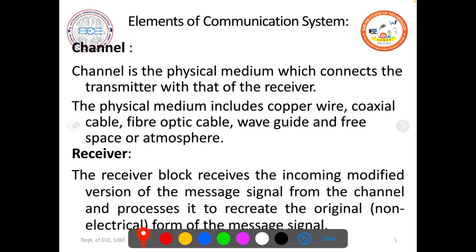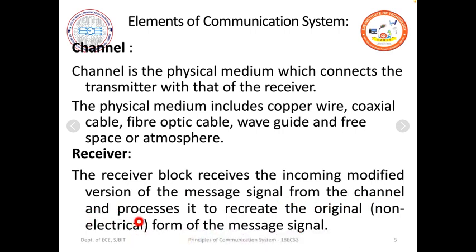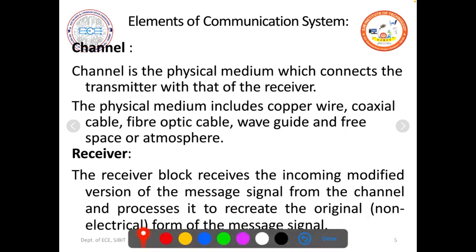The next part is the receiver. The receiver receives the incoming modified version of the message signal from the channel. After receiving it, it processes the data such that the modified data can be recovered back to create the original form of the message signal. Here demodulation comes into the picture.